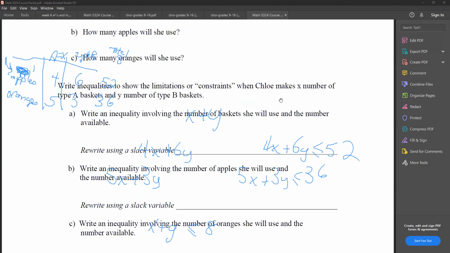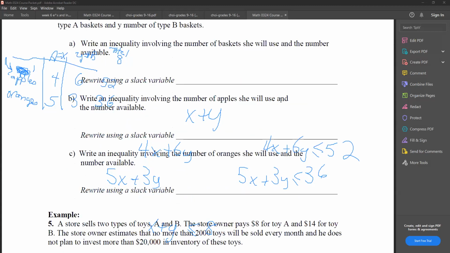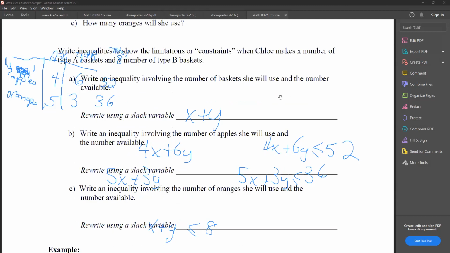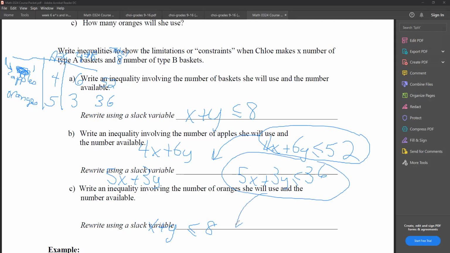All right, so okay. I'll start here with the slack variable for the number of baskets. I think we had already written it, but I'll write it in the blank. We know that the number of baskets is less than or equal to 8. And here's the apples, and the oranges are here. Oh, they want me to rewrite it using slack variables. Sorry. Okay. So these are my inequalities.